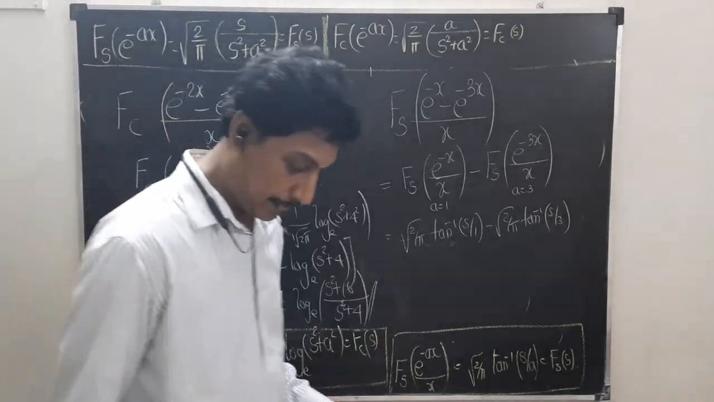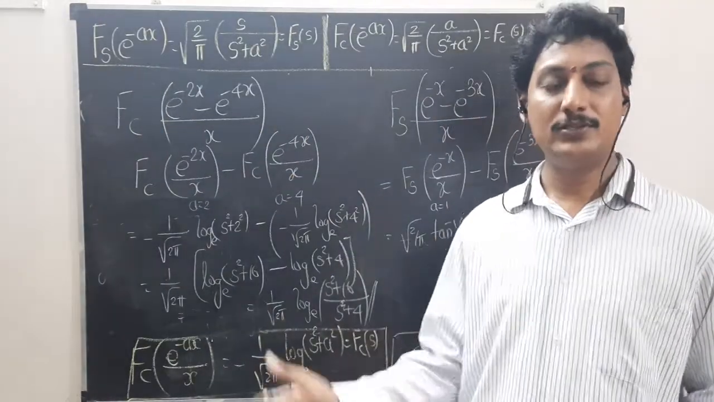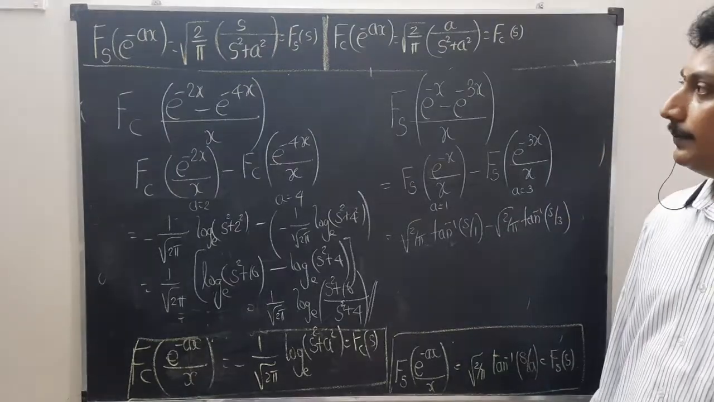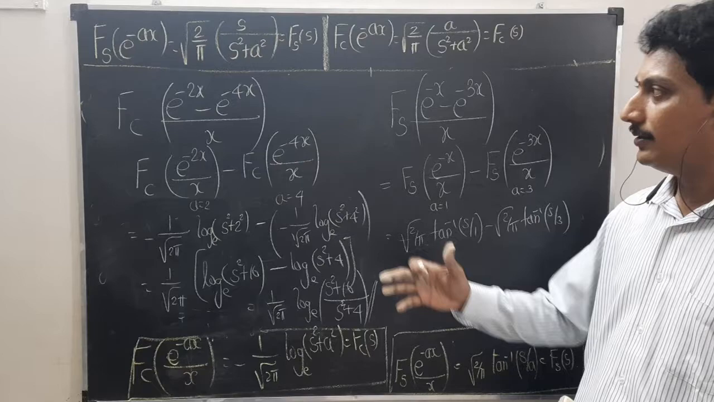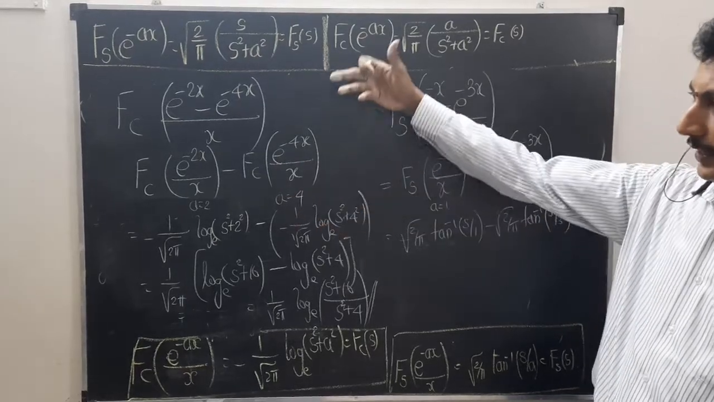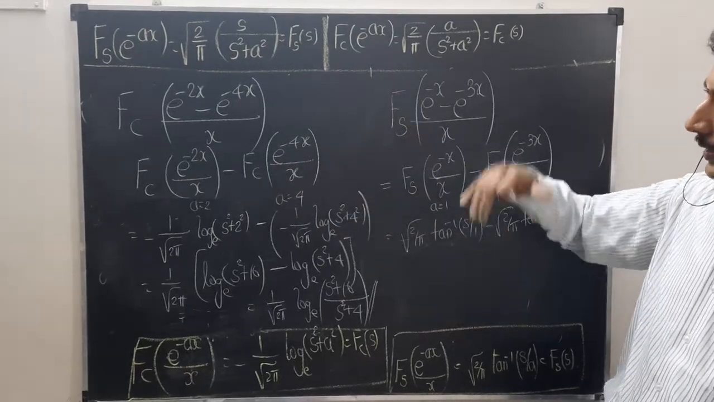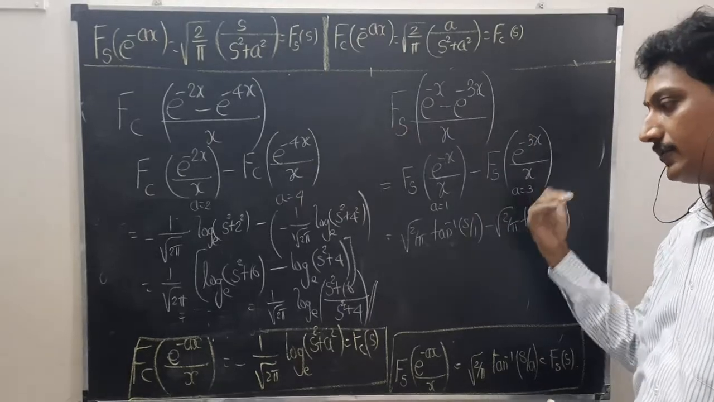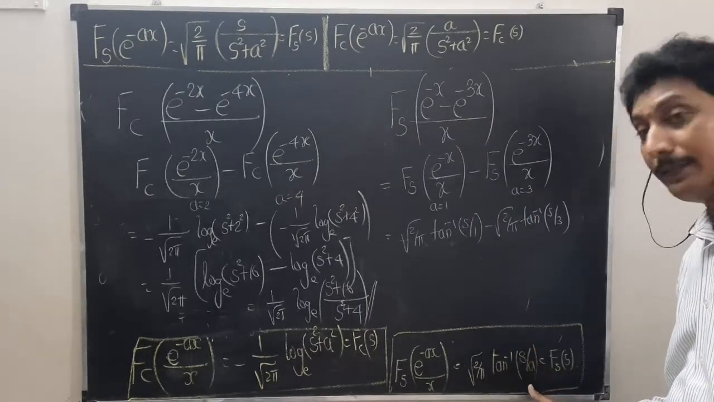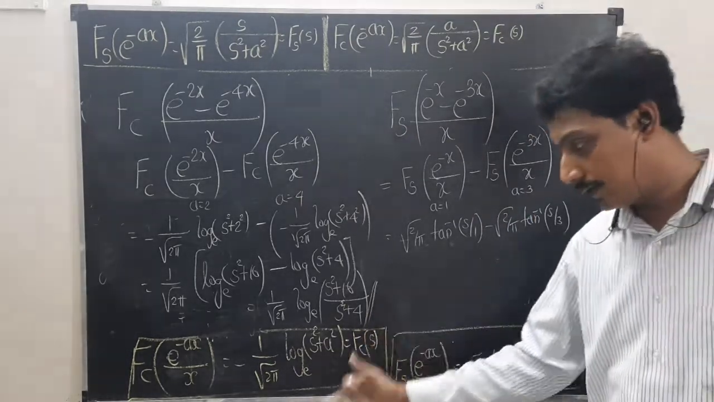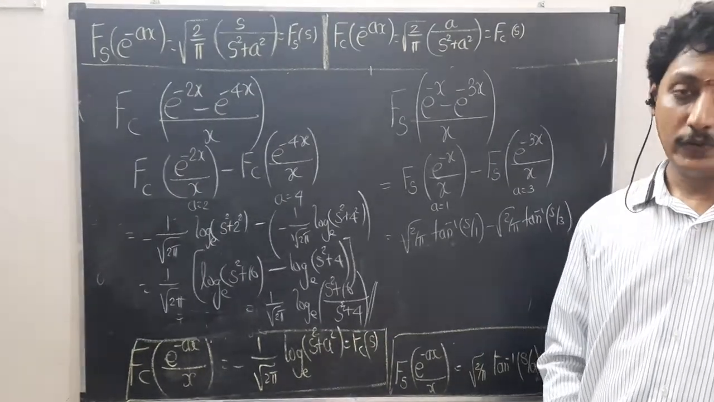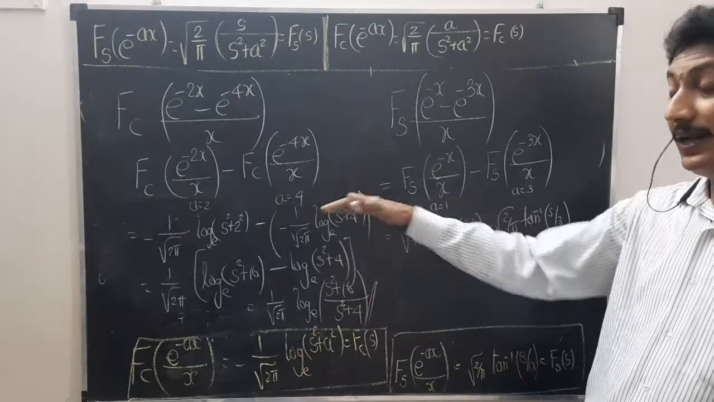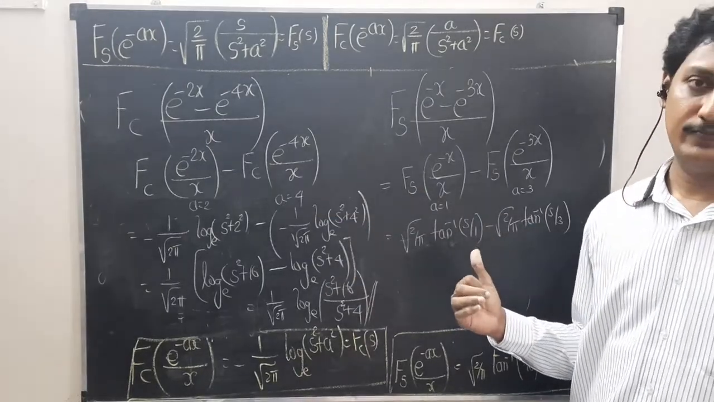I hope everyone understands this idea with the help of the Fourier sine and cosine transforms of e to the power minus ax by x. Under the sine transform it is root 2 by pi tan inverse of s by a. The cosine transform is minus 1 by root 2 pi times the logarithm of s squared plus a squared. That's it, and this is done with the help of the linear property.